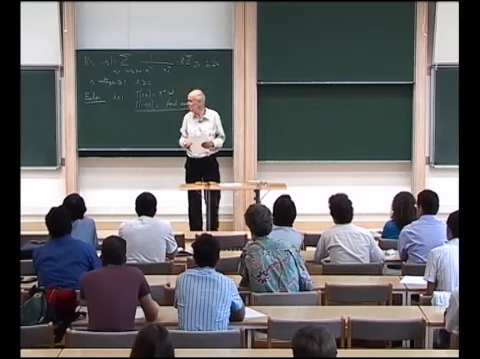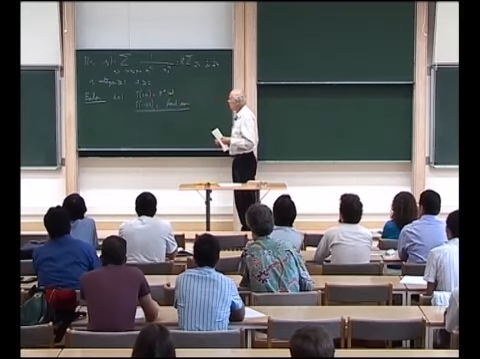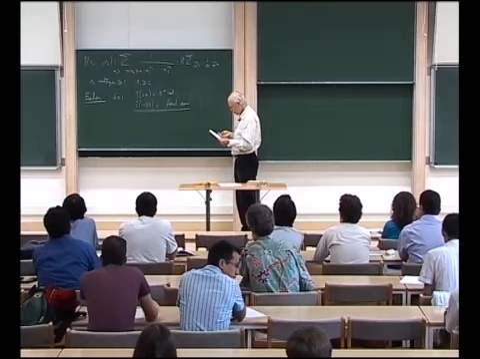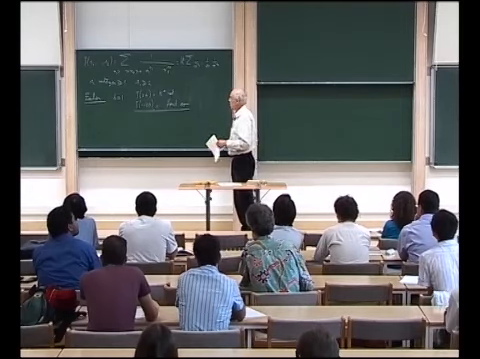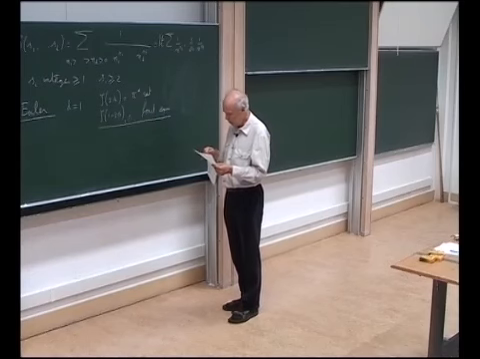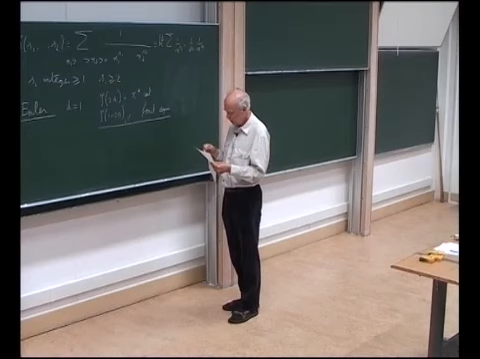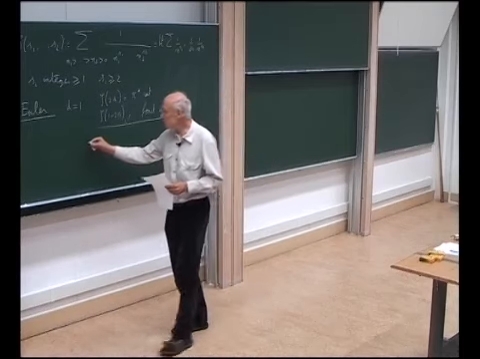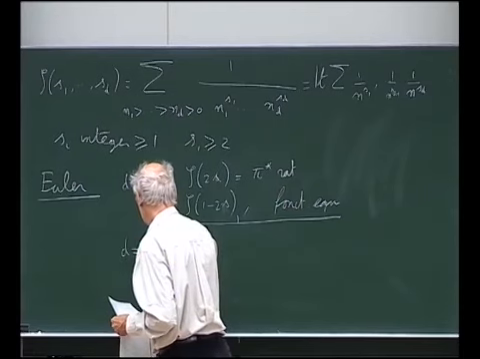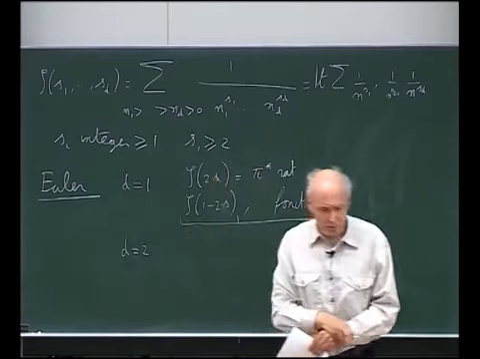And his main tool for computing was the Euler-Maclaurin summation formula, which is now also, if one wants, a way to get the analytic continuation of the Riemann zeta. Yes, so that's the case d equals 1.